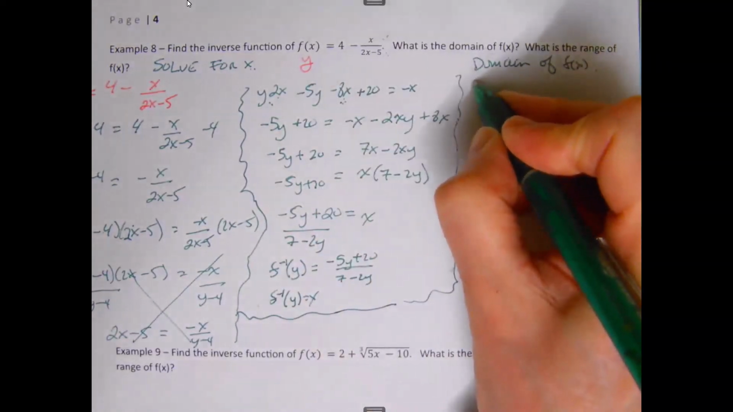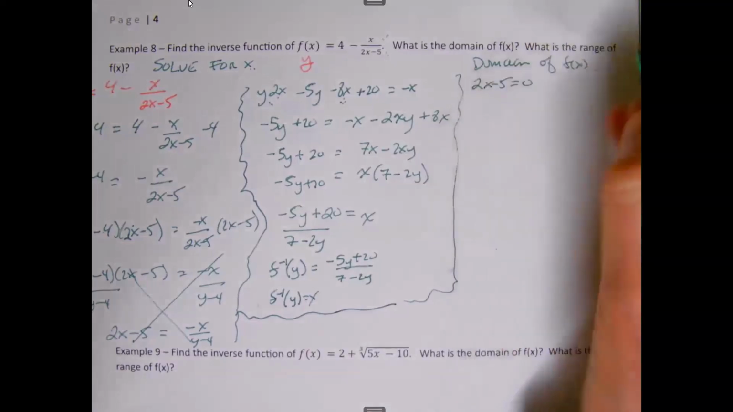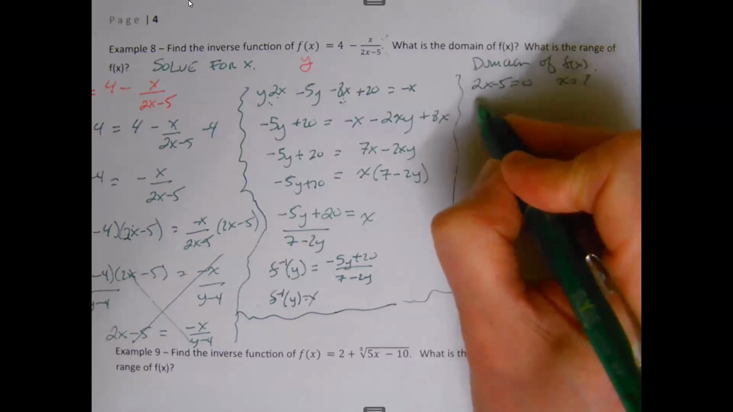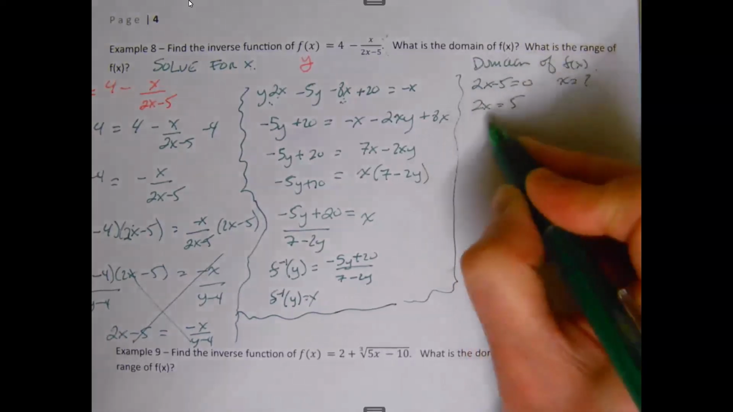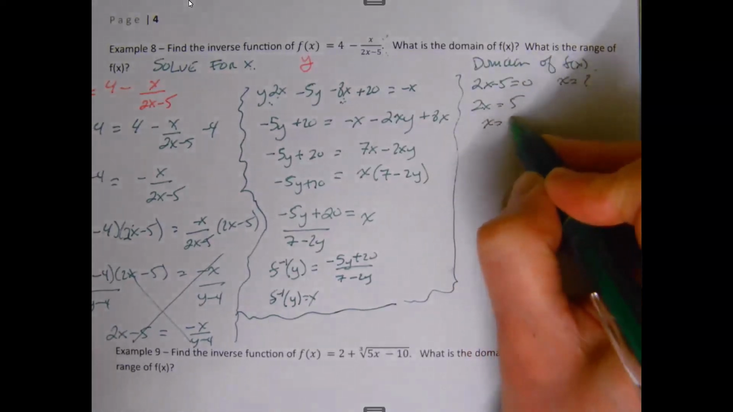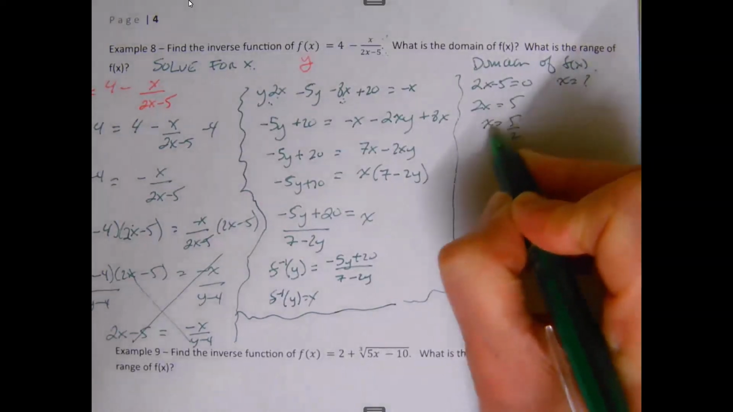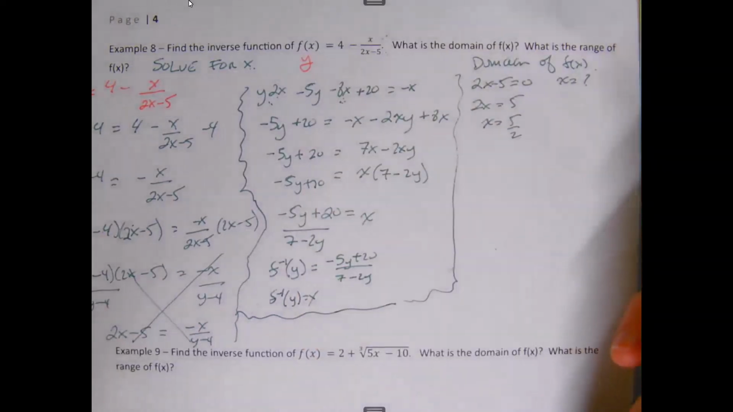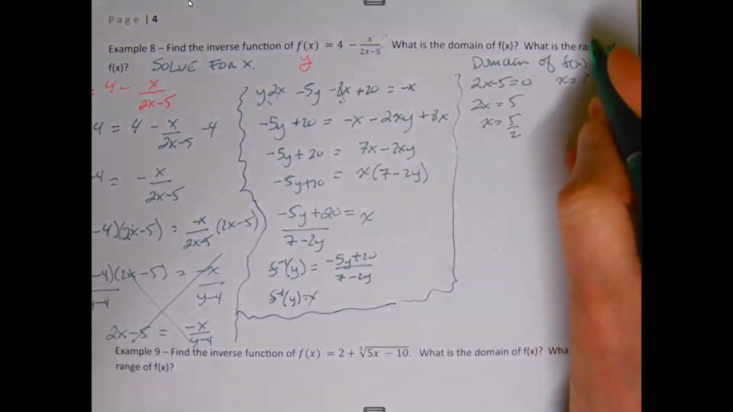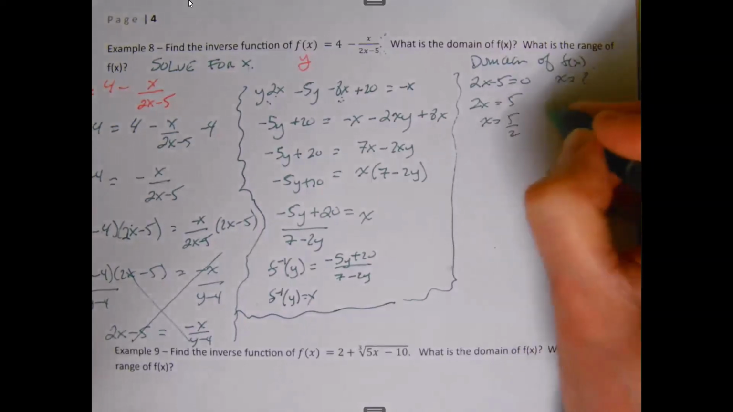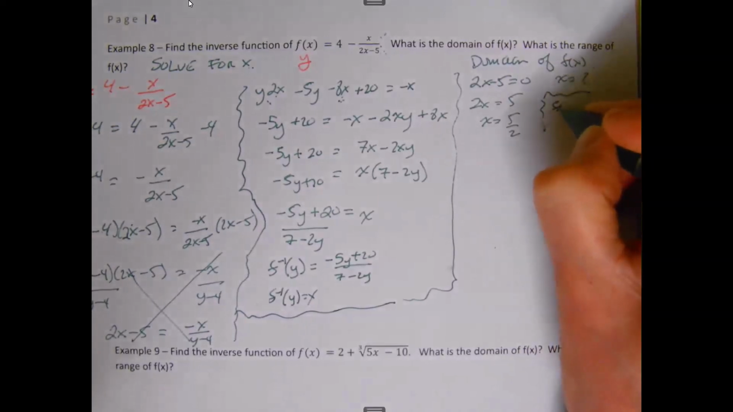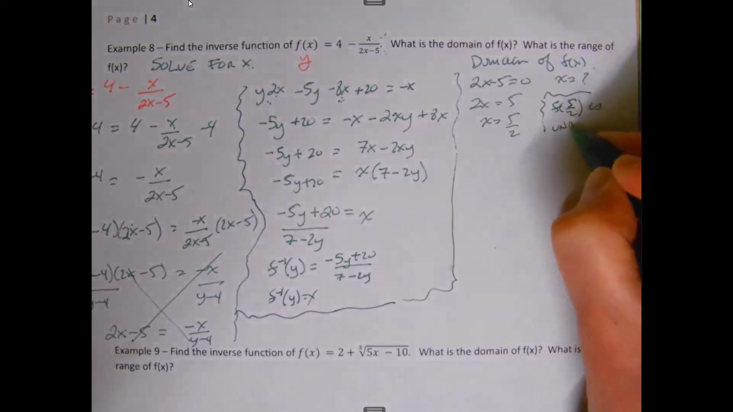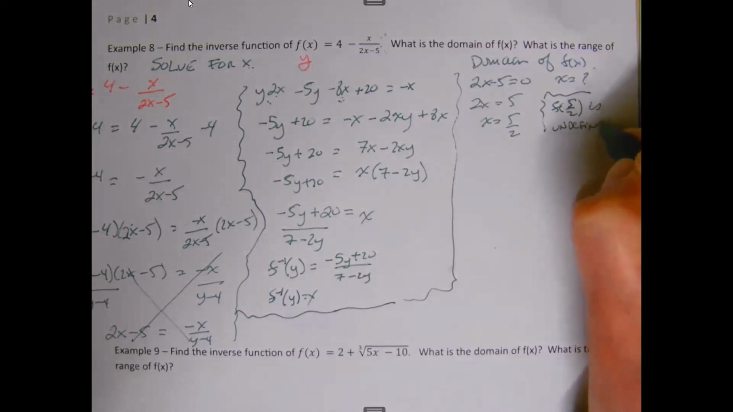So the question is 2x minus 5 equals 0. What is x? What causes that to be 0? So I'm going to add 5 to both sides. Divide by 2. And I see that if x equals 5 halves, then all of a sudden the denominator becomes 0 and you cannot divide by 0. Okay, so again, that is the problem. So what we're saying here really is that f of 5 halves is undefined because you cannot divide by 0.